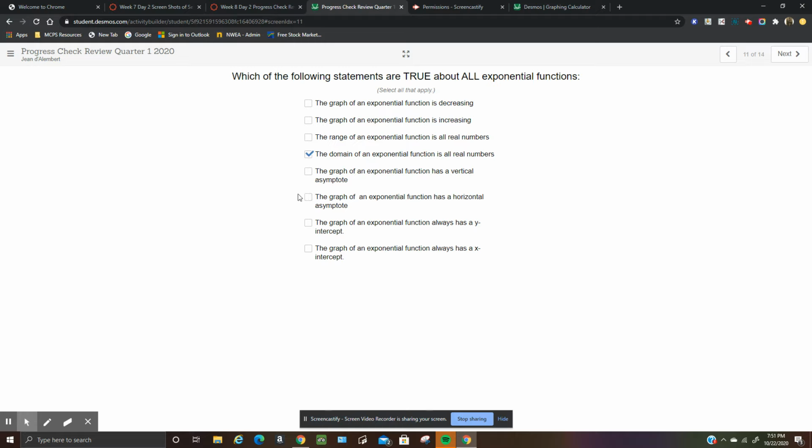Has a vertical asymptote? Nope. They have horizontal asymptotes. It always has a y-intercept. Often has an x-intercept, depending on if you move the graph up or down, but it doesn't always have an x-intercept.